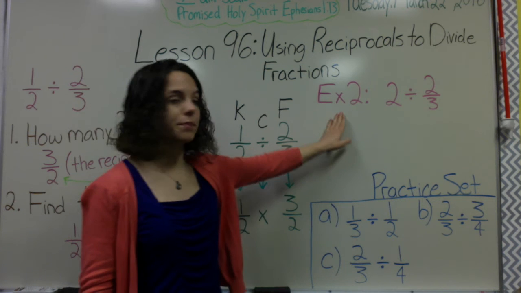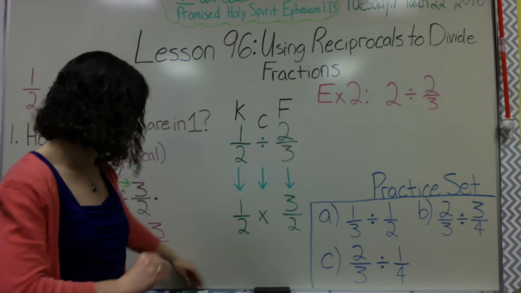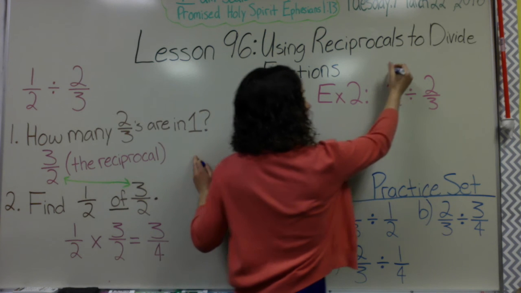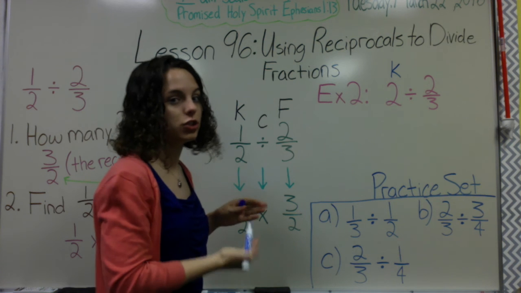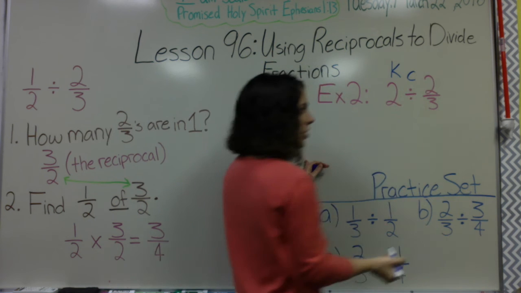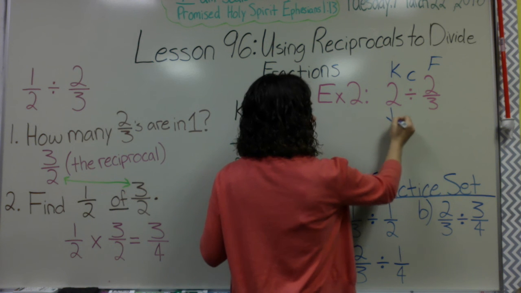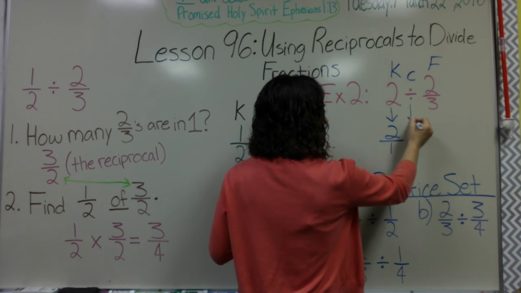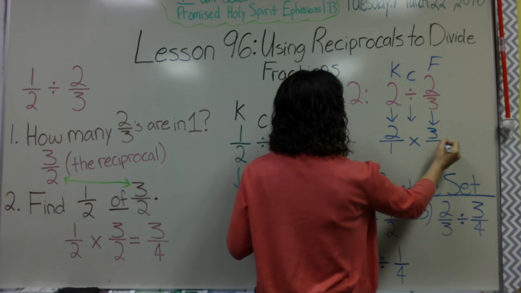So we're going to go ahead and do example 2 together. I want you to write this down, that way you know exactly what you're doing, especially if you're not getting this right away or if it's not clicking in your mind. So I'm going to label this: keep the 2 the same, so it's still going to be 2. However, I do need to write it as a fraction. We know how to do that. I'm going to change my division to multiplication, and I'm going to flip my second fraction. So this is what it's going to look like. Keep 2 the same, which is 2 over 1. I'm going to change my division to multiplication, and I'm going to flip 2/3, and it's going to be 3 over 2.